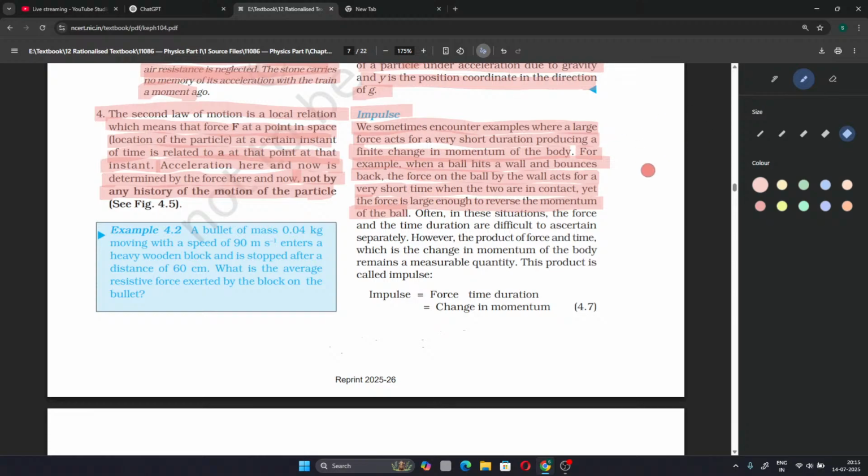Basically, if you ever wonder, when you throw a cricket ball or a tennis ball, let's assume you throw it with all your power, rotating the hand at full speed, it hits the wall. You throw it for about 5 or 6 seconds, let's assume. But when the ball hits the wall, if you see the contact time between the ball and the wall, it is only a second or a fraction of a second.